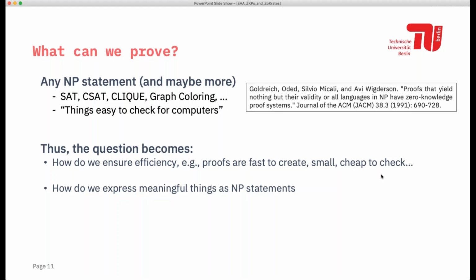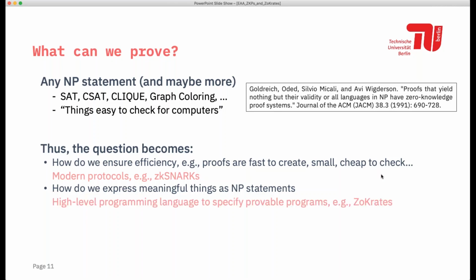And the second question is, we have that computer-science-y definition of things up here, and how do we express meaningful things as such NP statements, or in general as statements that we can then prove with zero-knowledge proofs? And I'm going to spoil a little bit here, later parts of the talk. We can ensure efficiency just by using modern, state-of-the-art protocols, for example, zk-SNARKs. We'll go into a bit more detail later in the talk. And we can also express meaningful things in provable abstractions by using high-level programming languages such as Zokrates, which basically means we do not have to understand the mathematical foundations and how these statements can be defined from a mathematical perspective, but we can write programs in a high-level language, execute them, and then prove that the execution happened correctly.